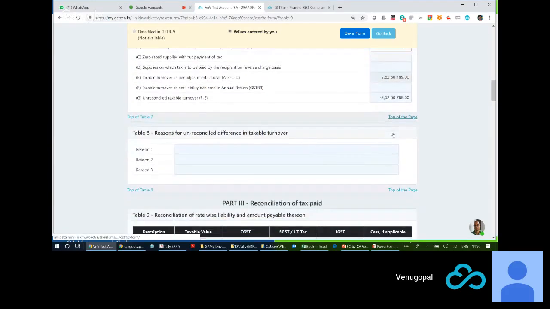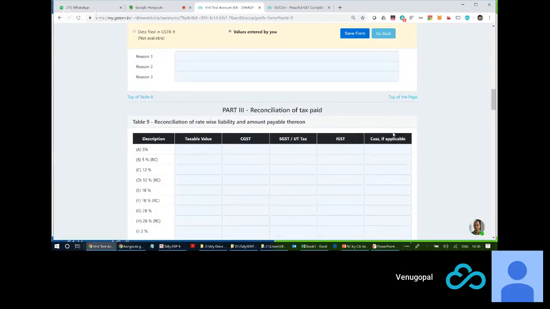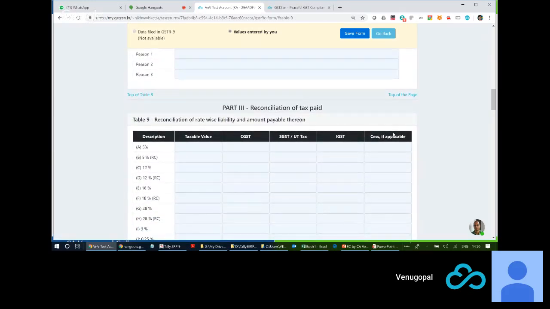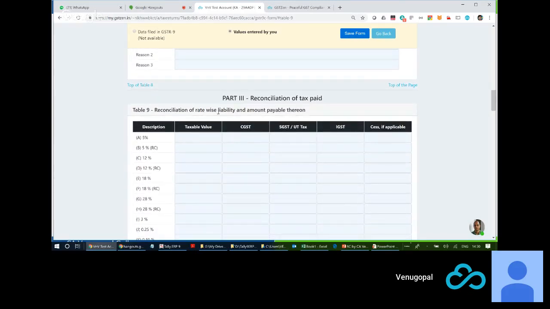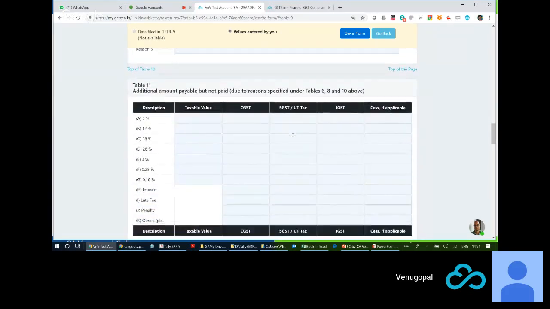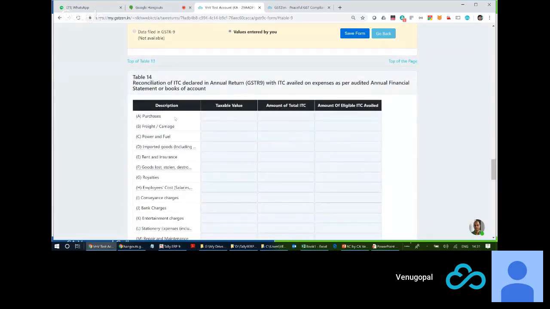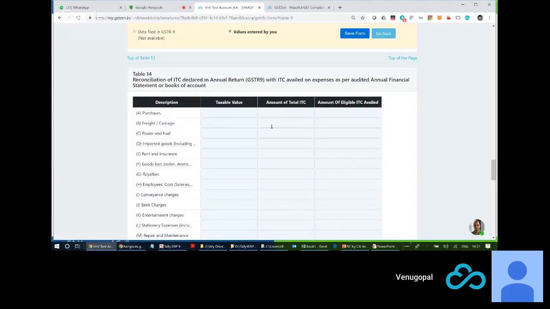Any reasons which is there, you can also give an explanation. So here are the two important tables which I would want to explain before I pass on the baton to Surya. One is table number 9, reconciliation of rate-wise liability, and the second one is table number 14, how one can extract all the expenditure by taxable value and the amount of the tax.